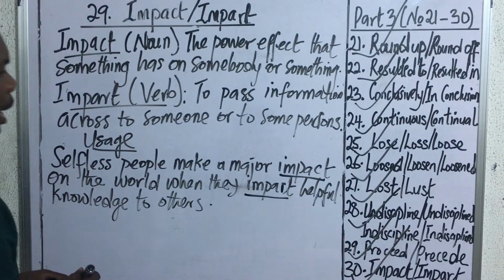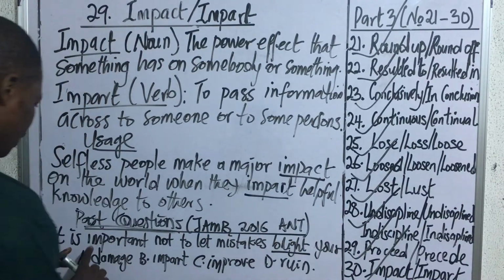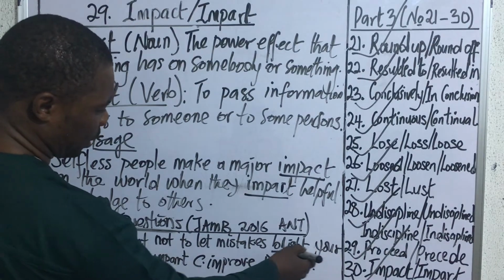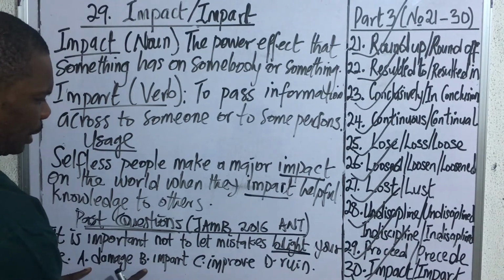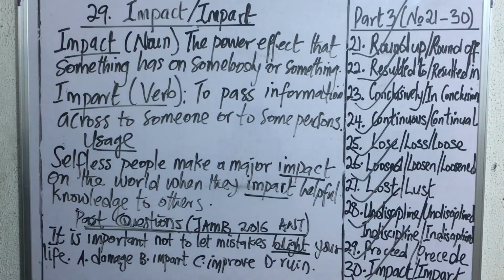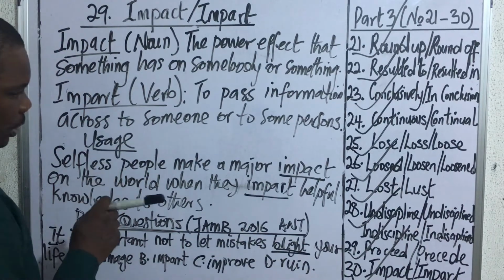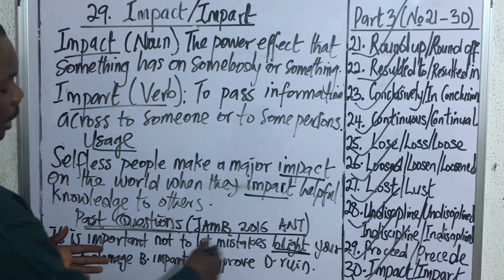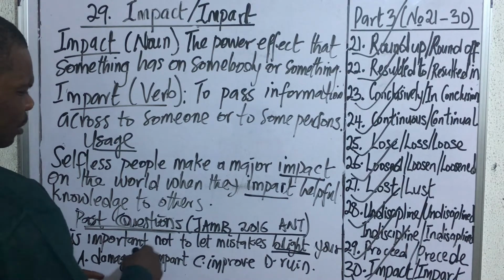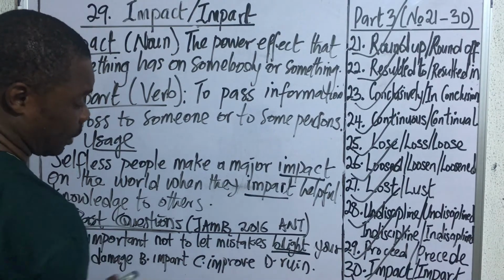Now, let's look at their occurrence in past questions. JAMB 2016. It is important not to let mistakes blight your life. So we're looking for the opposite of blight. A, damage. B, impart. C, improve. D, ruin. So I also have a video on antonyms, how to answer questions on antonyms. And the first step to answer questions on antonyms is to apply the principle of elimination and substitution. So the first step to elimination when answering questions on antonyms is to remove a word that's nearest in meaning to the word that you're looking for its opposite.